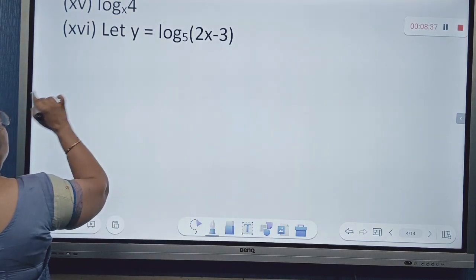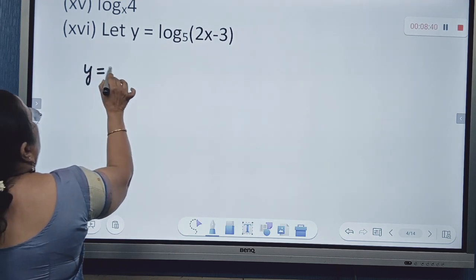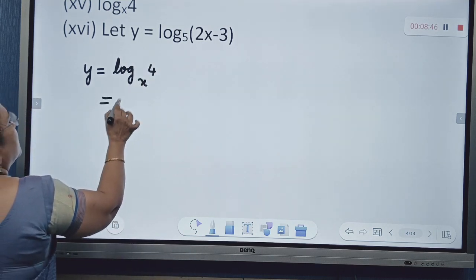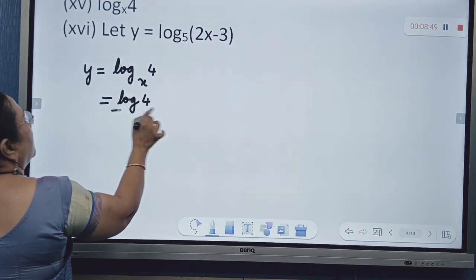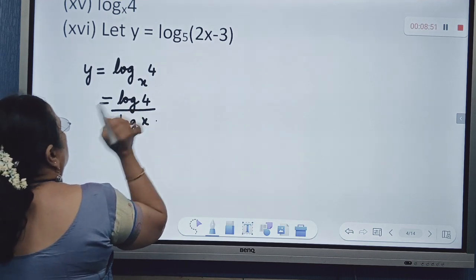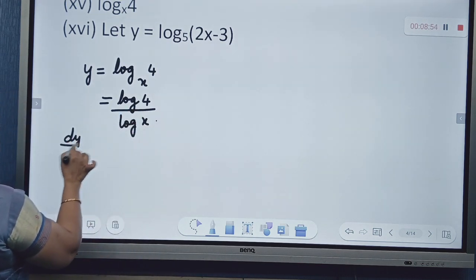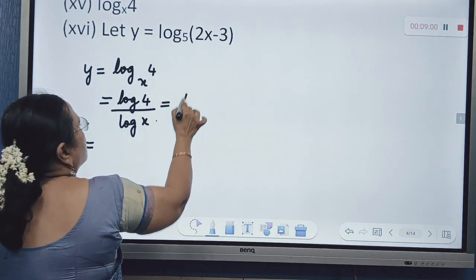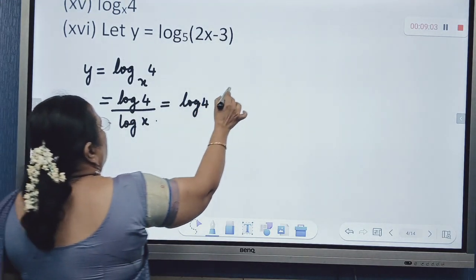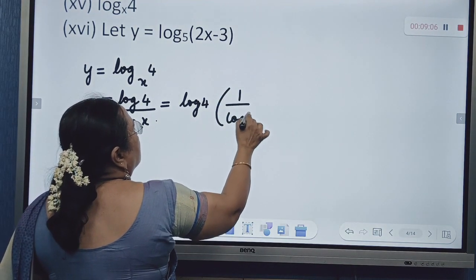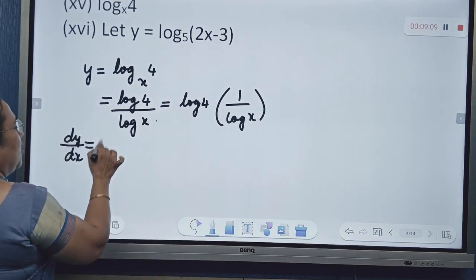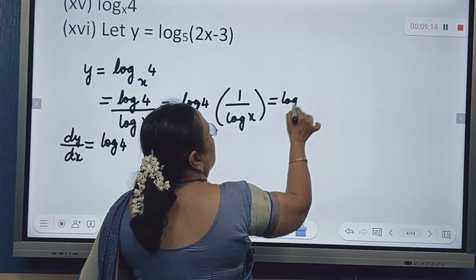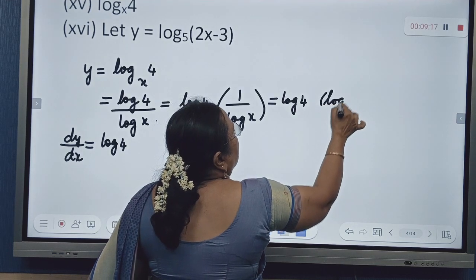Now how will you differentiate this function? You have y equal to log 4 to the base x. By the properties of logarithms, this is log 4 by log x. So dy by dx will be, okay, log 4 is a constant. So this is log 4 into 1 by log x. Log 4 is a constant, so you can keep it as it is. This is log 4 into log x to the power minus 1.